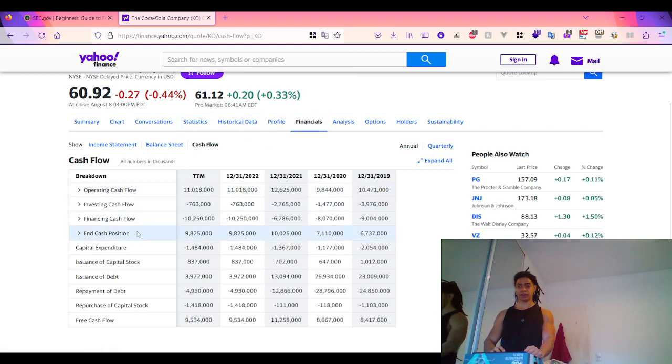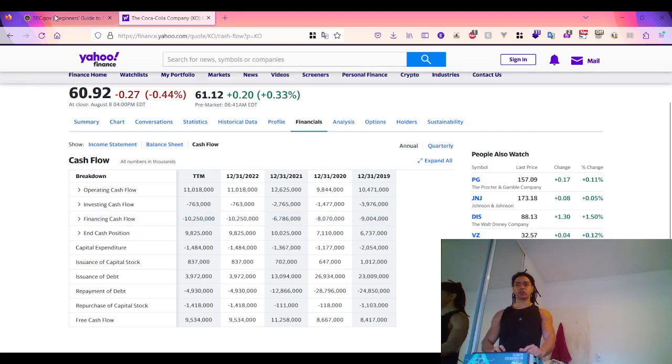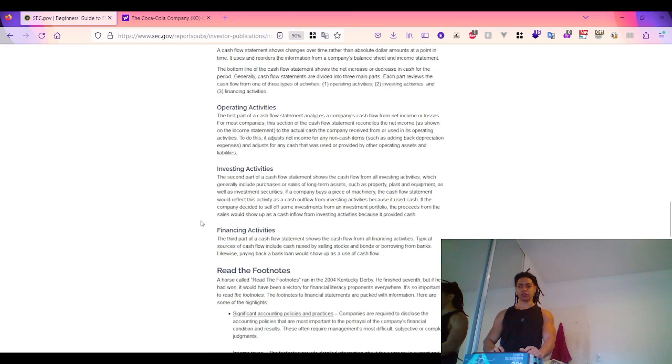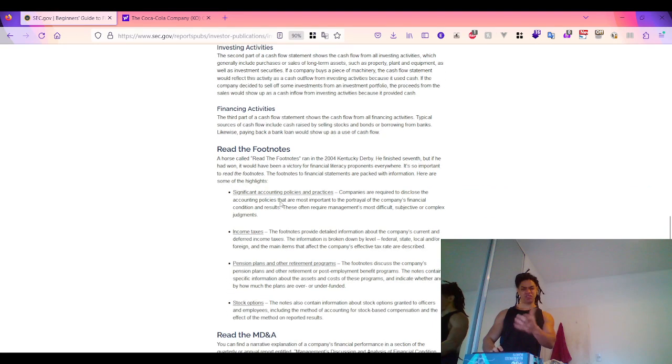Totally. So okay, that's the cash flow, and then I also saw something called the footnotes, which is very, very important. It's packed with some information such as significant accounting policies and practices. Companies are required to disclose accounting policy and practice.